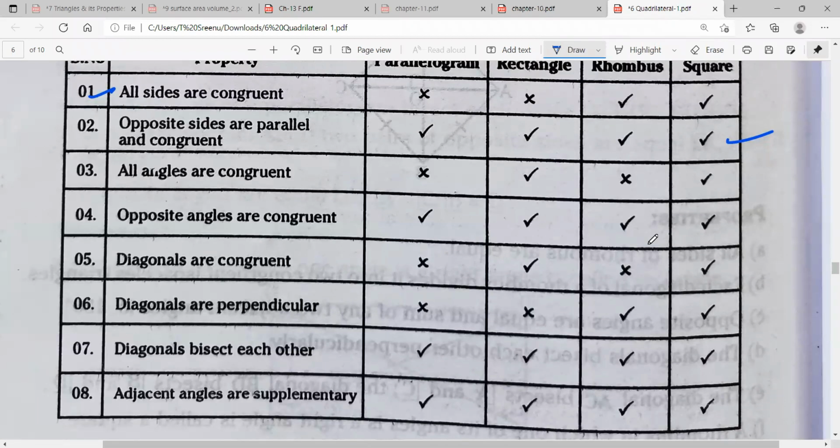Diagonals are congruent only in rectangle and square. Diagonals are perpendicular only in rhombus and square. Diagonals bisect each other in all the diagrams. Adjacent angles are supplementary. Supplementary means 180 degrees. The sum of adjacent angles is equal to 180 degrees. Okay, please check it once again.